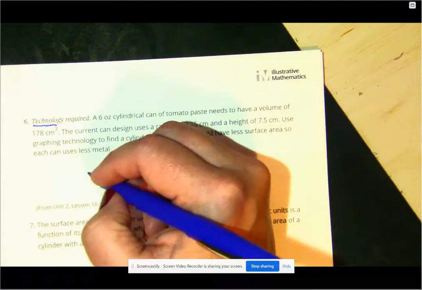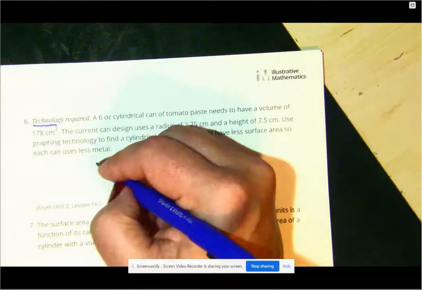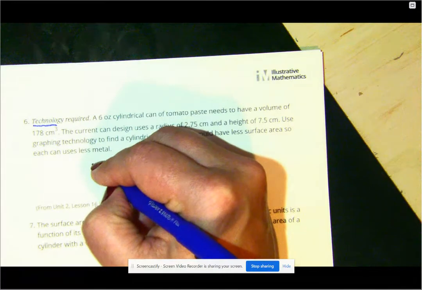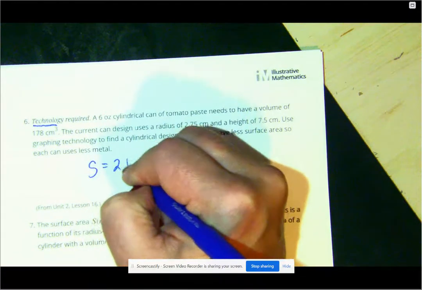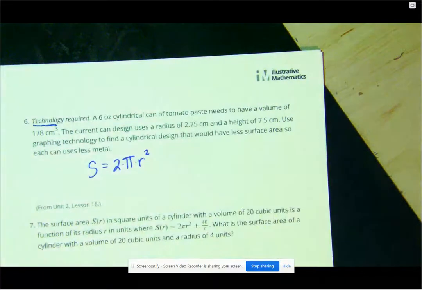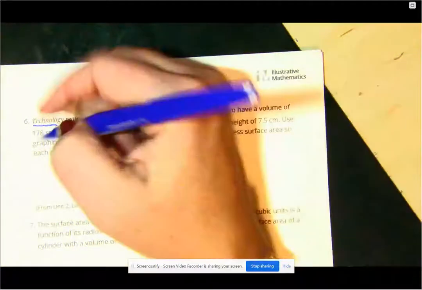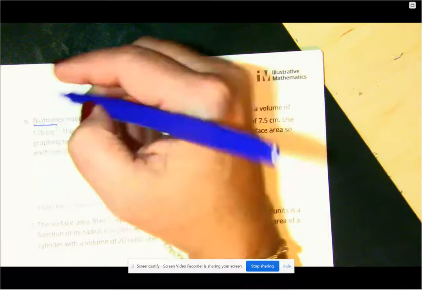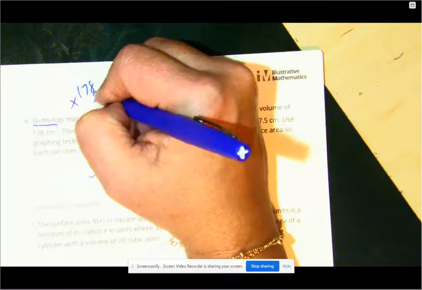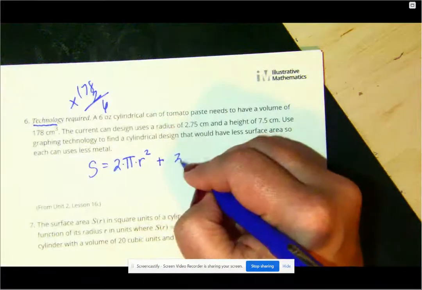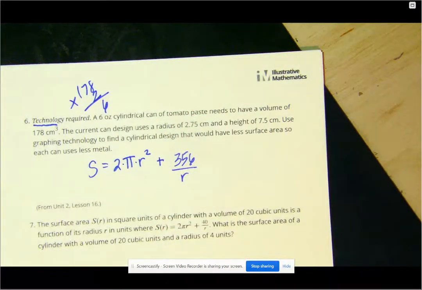The formula from our work in lesson 16 was the surface area for a can is 2 times pi times the radius squared. And if I knew the volume and I rewrote the height based on the volume, we ended up with this. Whatever the volume is, it's that number doubled. So 178 times 2 is 356 over R. And you can go back and look at your work from lesson 16 or the lesson summary to see how we got that. But hopefully that's starting to emerge as a pattern to you.